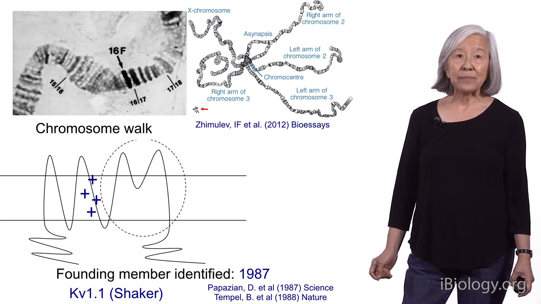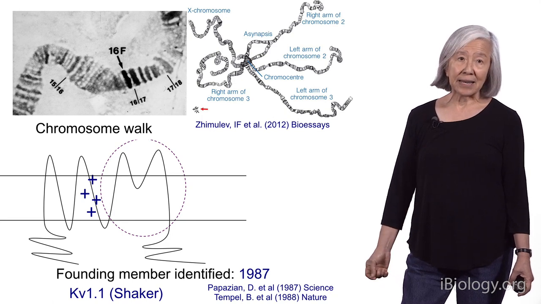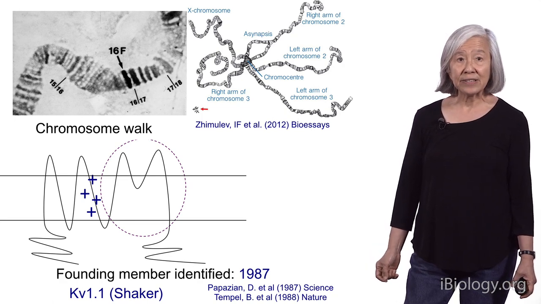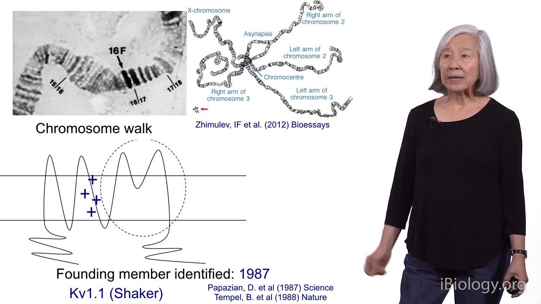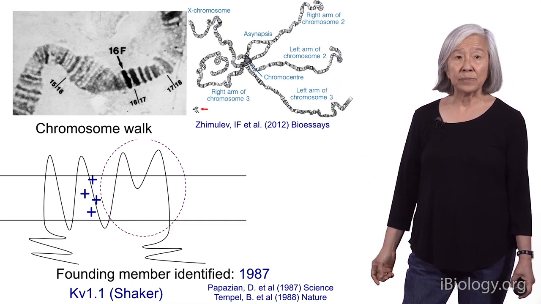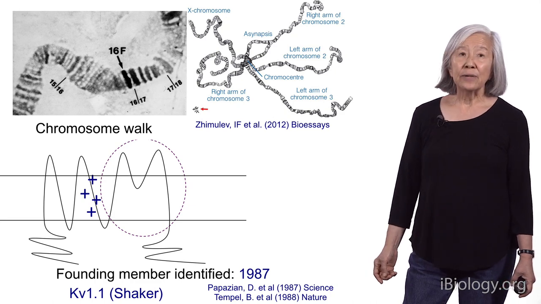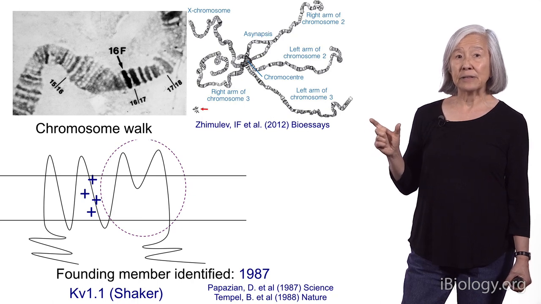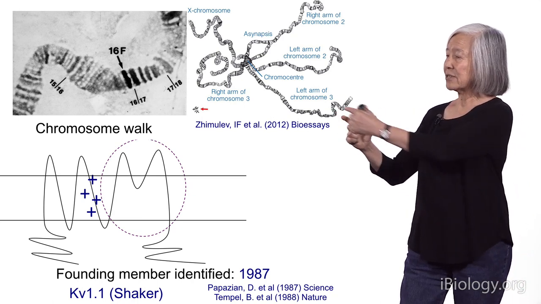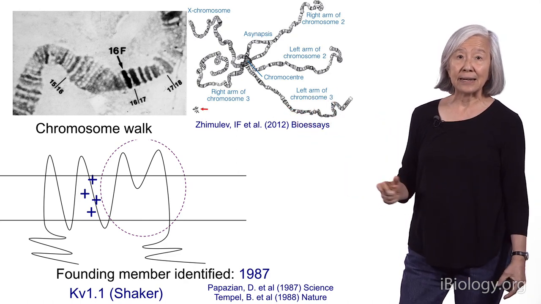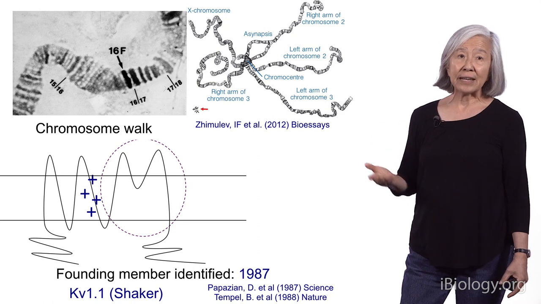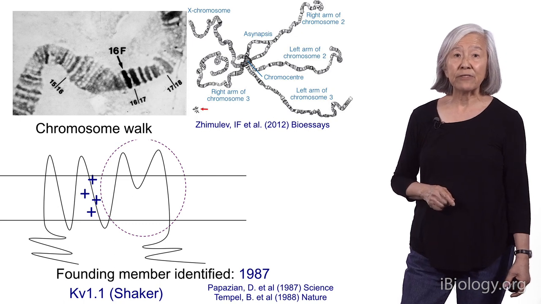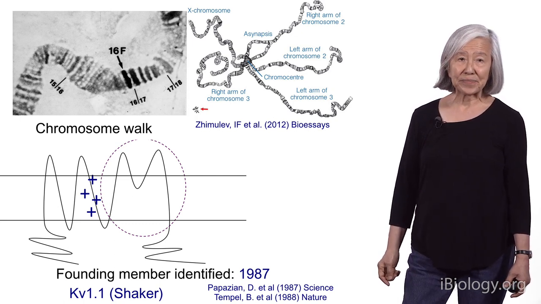So if a gene can be mapped onto this chromosome, for example, by studying mutations caused by chromosome translocations and by analyzing the breakpoints on a chromosome squash, as shown here, one could, in principle, start with a piece of DNA that's near the gene of interest, and by isolating overlapping genomic DNA fragments, eventually reach the gene of interest. That form of positional cloning has been referred to as chromosome walk.